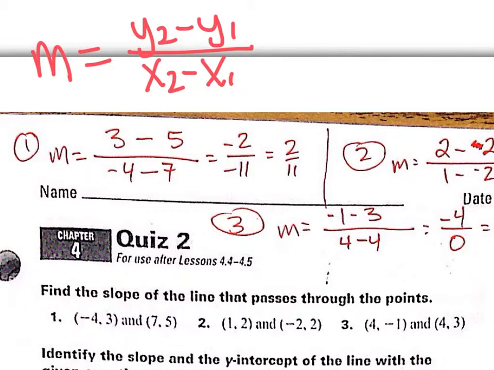It's important to not mix them up though. If you start with this, you have to end with this. If you start with this, you have to end with this. Okay, hopefully that made sense. So using this formula, this is what I get. Simplify, and for question 1, we get 2 over 11, 2/11ths.